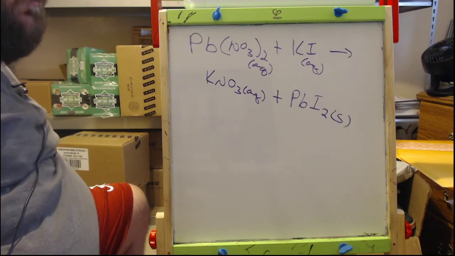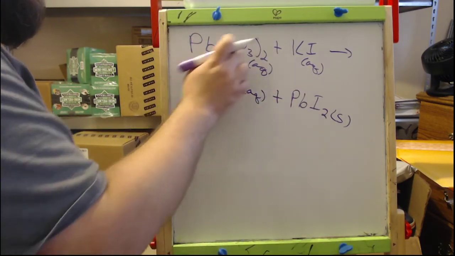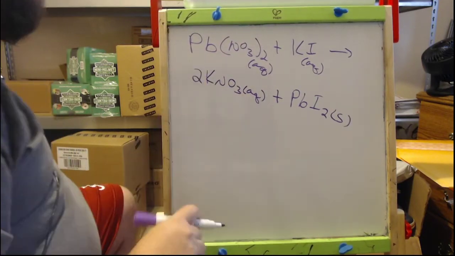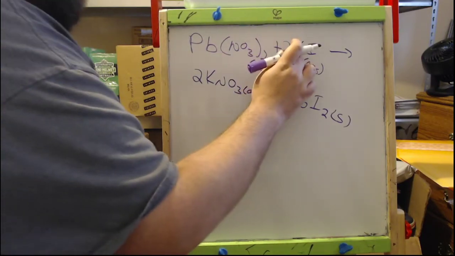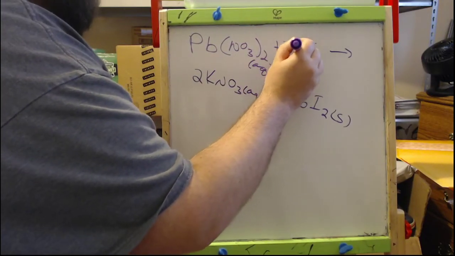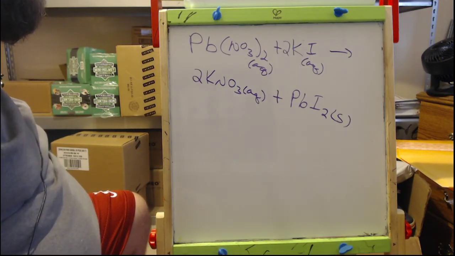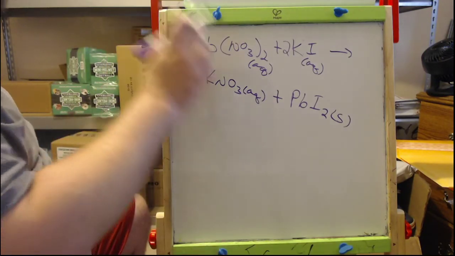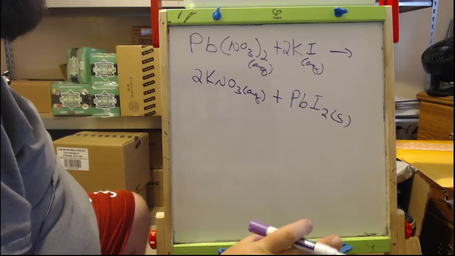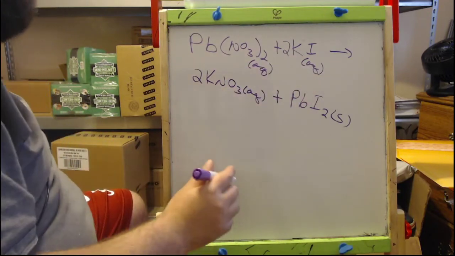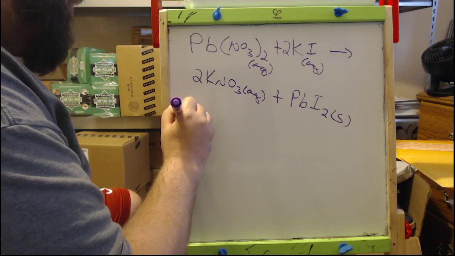Now, this is my complete ionic equation. I need to balance it. 1 lead, we're good there. 2 nitrates, 1 nitrate. How about a 2 there? 2 potassiums. I need a 2 there, and now we are okay. My K's never touch. All right. So, now, anything that's aqueous, and just aqueous, solids, liquids, and gases stay the same, but anything aqueous will break down into its ion form. So my complete ionic equation would be the following.